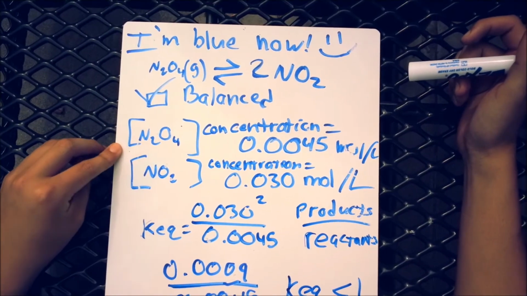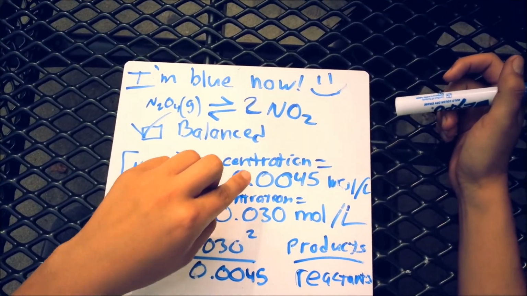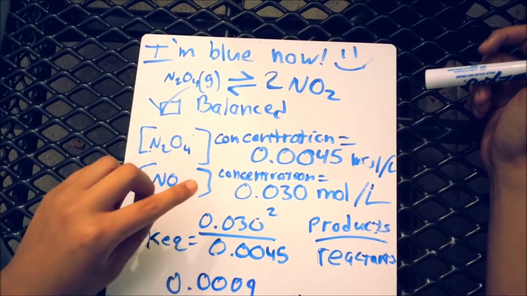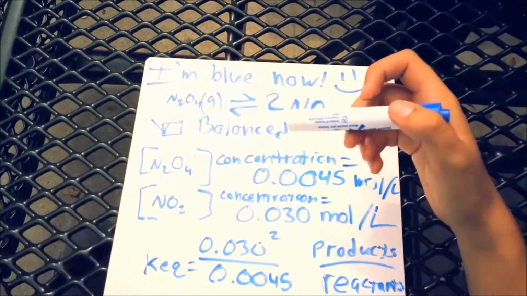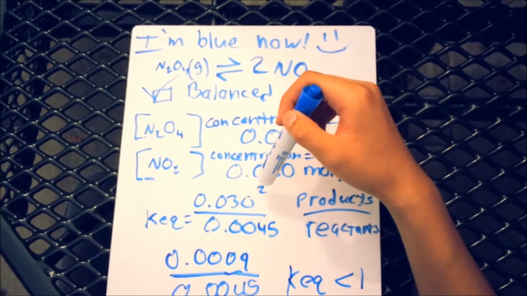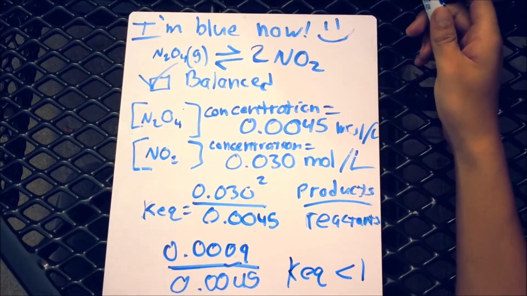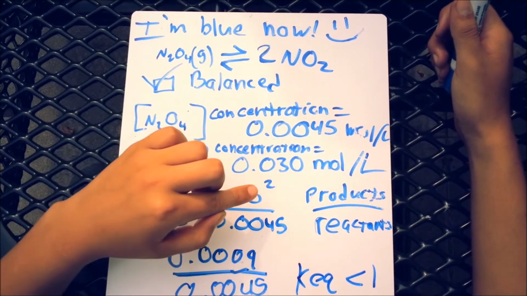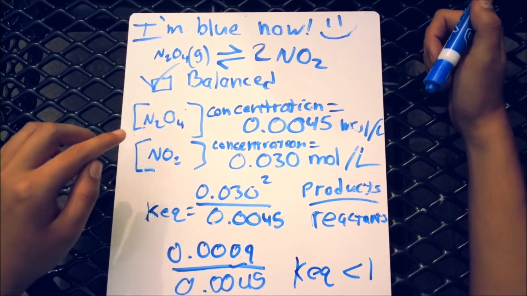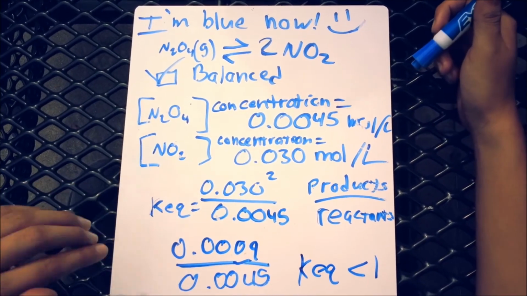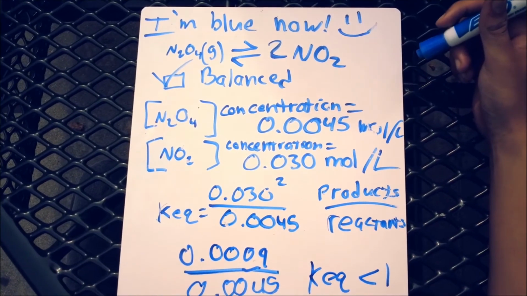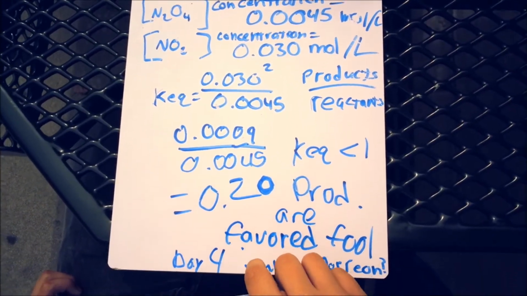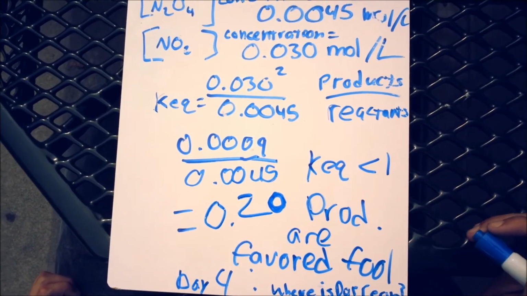The concentration of the reactants is 0.0045 moles per liter. And the concentration of the products is 0.030 moles per liter. Plug that into the formula. Products over reactants. The coefficient is the exponent. Plug in the concentrations, then simplify, and 0.20 is the answer. The answer is less than 1, therefore the reactants are favored.